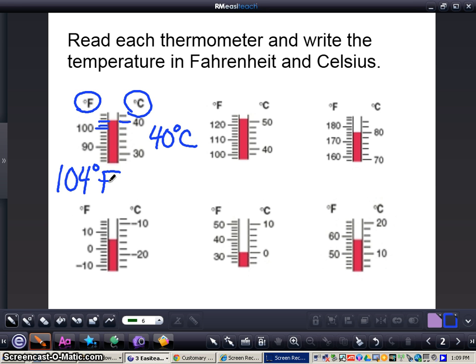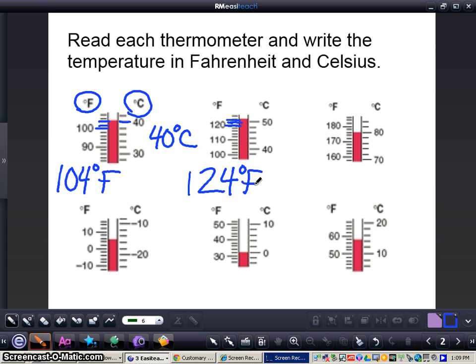Now let's go on to another one here. So what we have, once again, I take a look at my intervals. I have intervals of 2 for each section, both Celsius and Fahrenheit. If I'm going to take a look at my Fahrenheit, I can see I have 120, which is right here, 122, 124, because I know I have intervals of 2 there. So I have 124 degrees Fahrenheit.